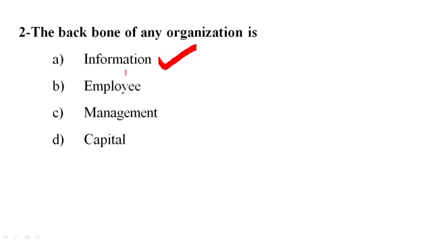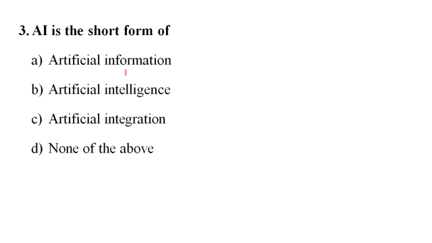The next question, third question, is AI is the short form of, options are option A, artificial information, B, artificial intelligence, C, artificial integration, and D, none of the above. So the right answer is artificial intelligence, because we have come across various devices which are used to collect information on various data types, that is manufacturing site data or production data and environmental data. So we have come across these kinds of devices here. So for this question, the right option is B, artificial intelligence.